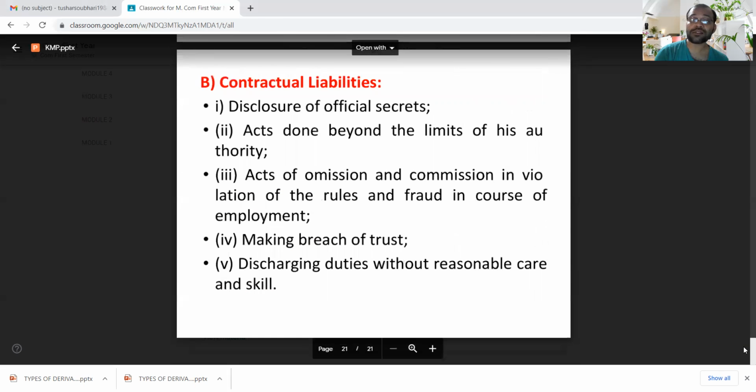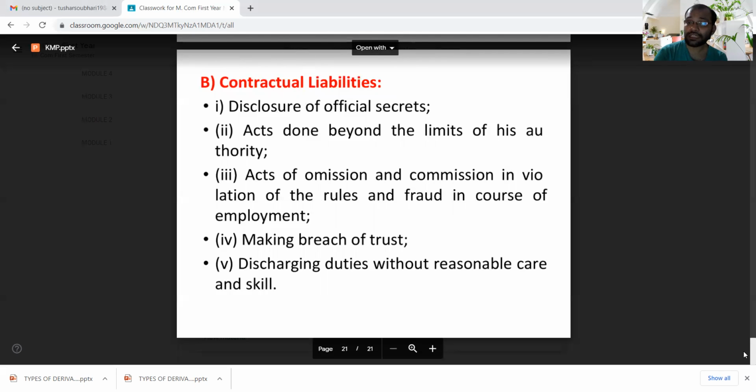The second and the last liabilities are contractual liabilities: disclosure of official secrets, acts done beyond the limits of authority, acts of omission and commission in violation of the rules and fraud in course of employment, breach of trust, and finally discharging the duties without reasonable care and skill.